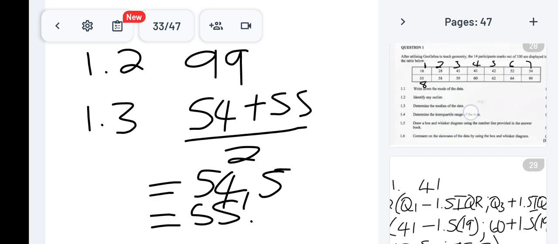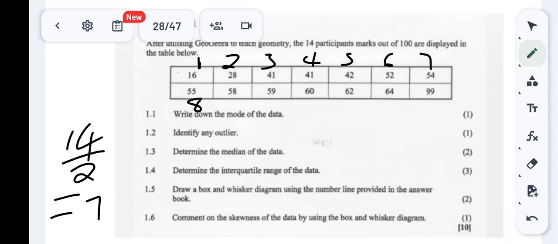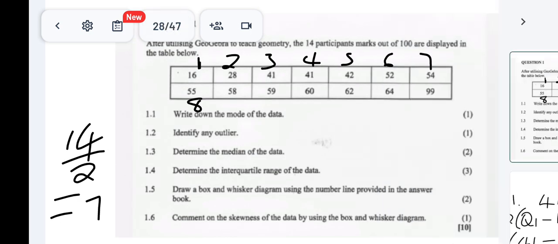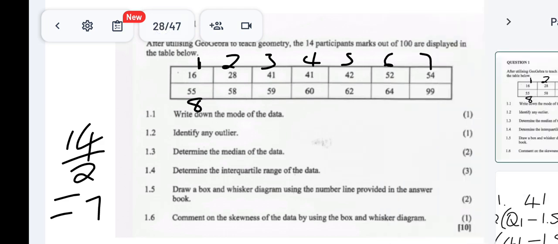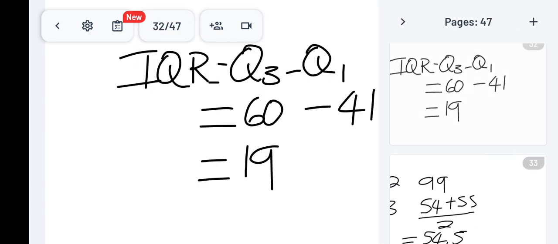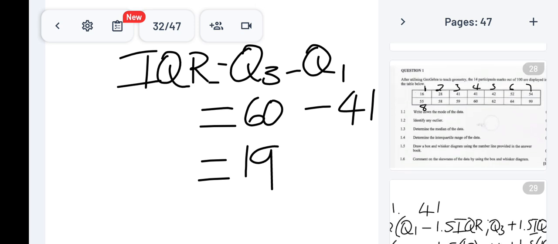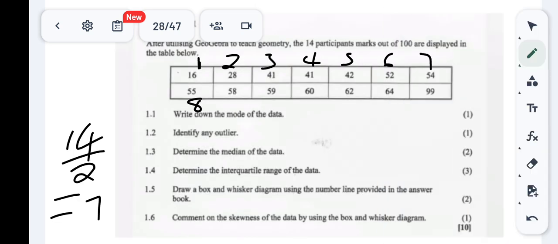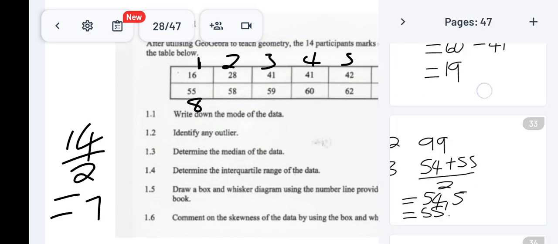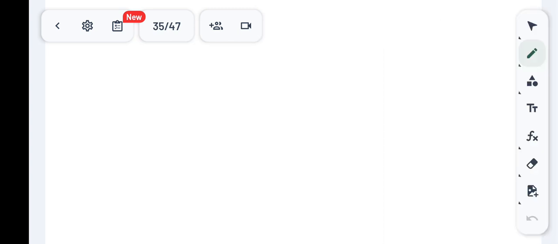Okay, and then determine the interquartile range. I think we did that. That's for 3 marks. We got 19. Okay, draw a box and whisker diagram using the number line provided in the answer book. Okay, box and whisker plot.